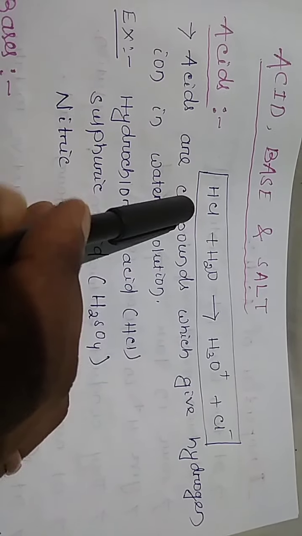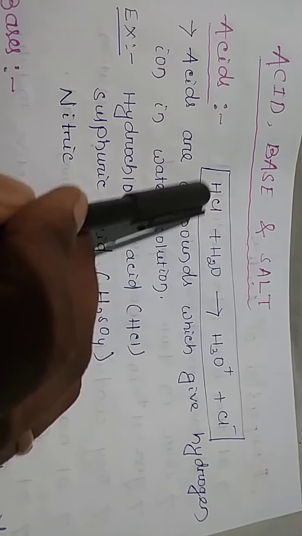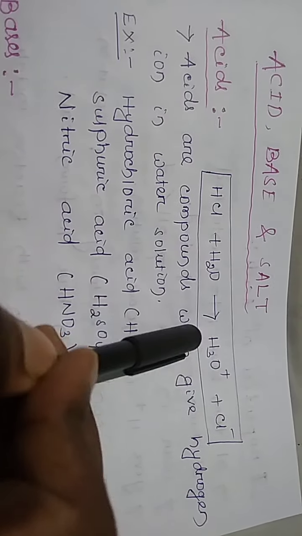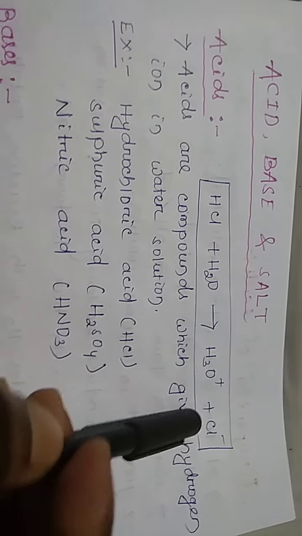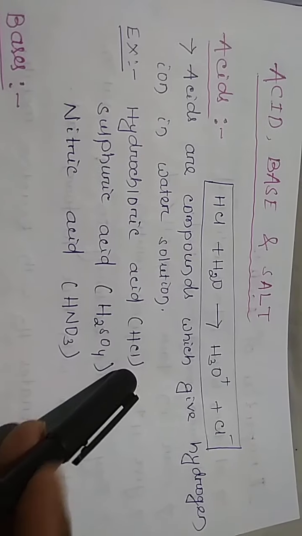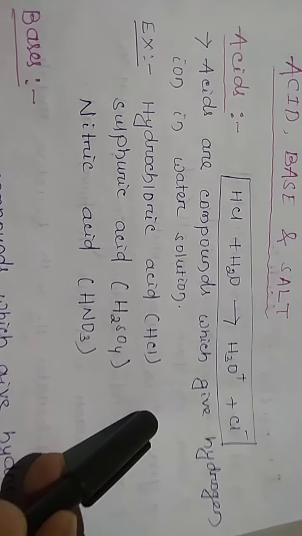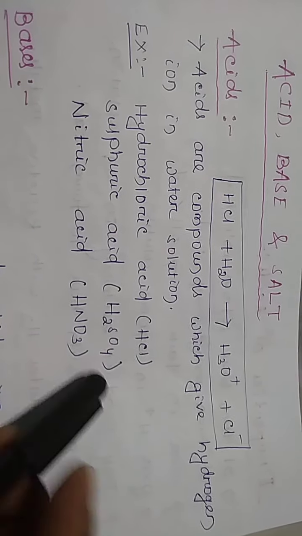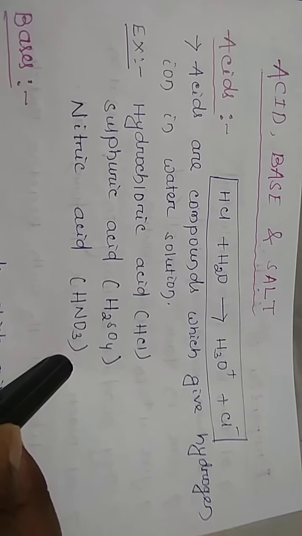Okay, understood? So look at this reaction. When hydrochloric acid reacts with water, then hydrogen combines with the water and forms the hydronium ion along with chloride. Okay, so these are the most common examples of acid we have to remember. First one is your hydrochloric acid, HCl. Second one is sulfuric acid, H2SO4, and third one is nitric acid, HNO3.